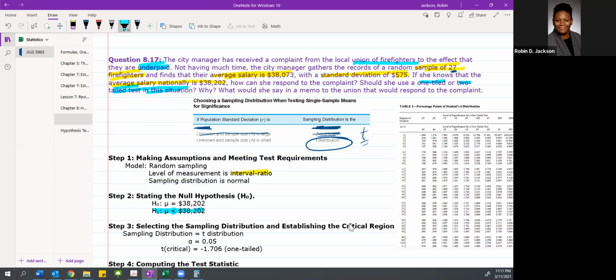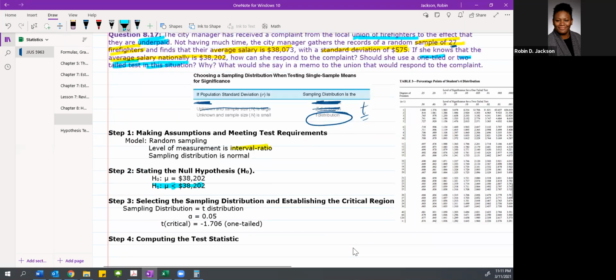Okay. What would she say in a memo to the union that would respond to the complaint? Well, that's basically towards the end. You take the information that you learn, and when you give the interpretation that I have at the end, you basically take that and turn it into normal speak. Which I'll do at the very end. All right, so let's start working through the steps.